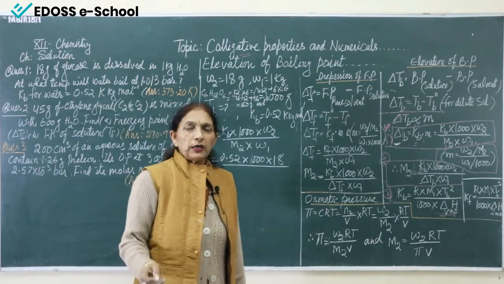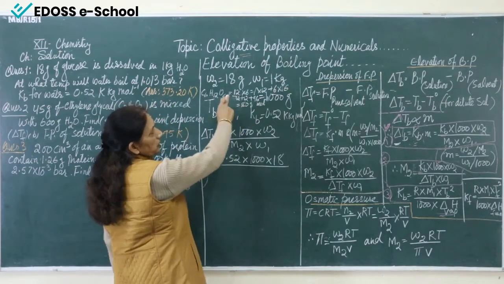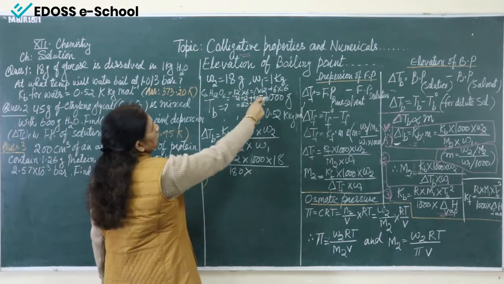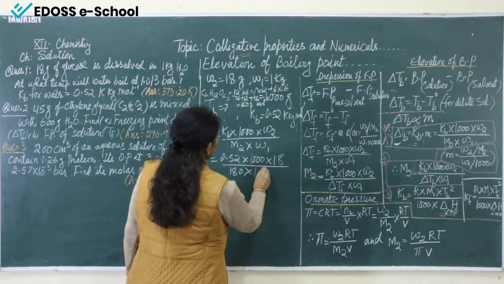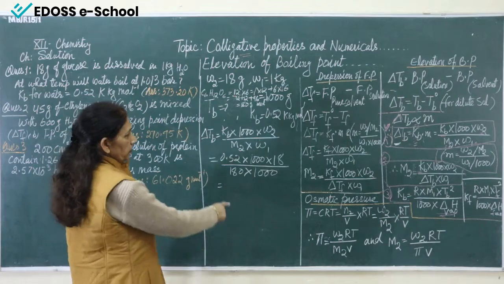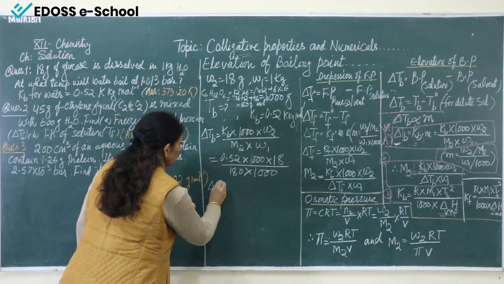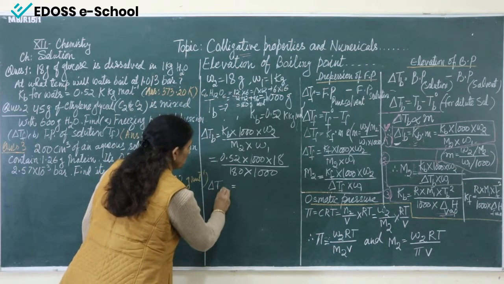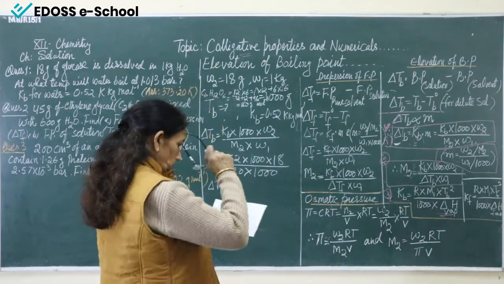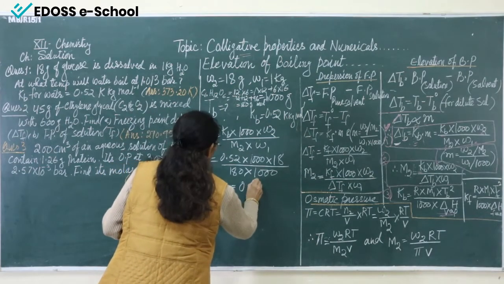Sometimes they don't give you M2, so how can we find M2? Because we know the formula, in this way we can calculate M2. So M2 we will put here 180, and W1 is given to you, this is 1 kg, means 1000. Now we will calculate it. After calculating, this cancels, and we get delta TB. I have already calculated, so I am just putting the value: delta TB is 0.052 Kelvin.